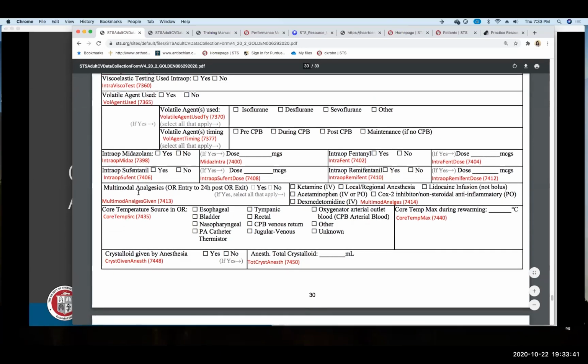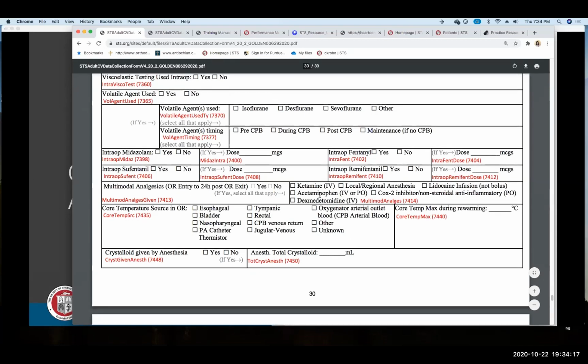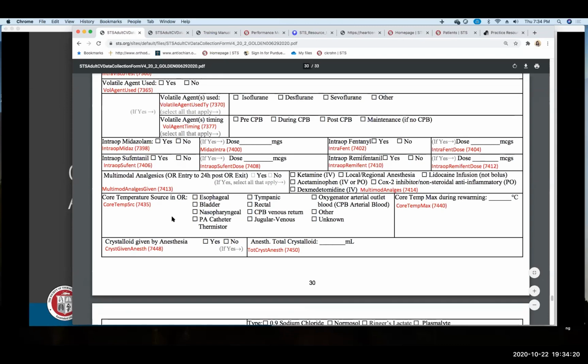Your multimodal analgesics, this is from OR entry to 24 hours post-OR exit, and how was that patient's pain managed? We are capturing ketamine, local regional anesthesia, a lidocaine infusion, not the bolus but an infusion, Tylenol, either IV or PO, the COX-2 inhibitor or nonsteroidal anti-inflammatory, these were PO medications, and then dexamethasone IV, if any of these medications were used from OR entry to 24 hours post-OR exit. And this is, again, looking at pain management options for the patient.